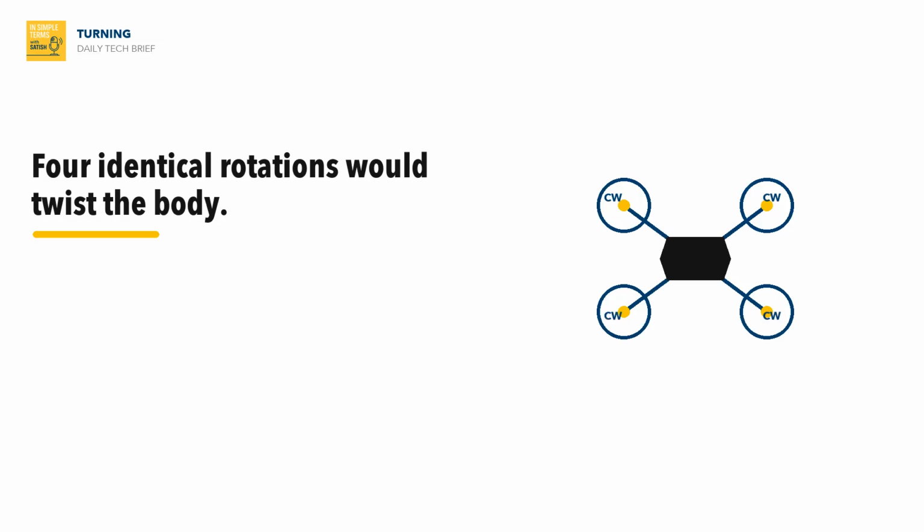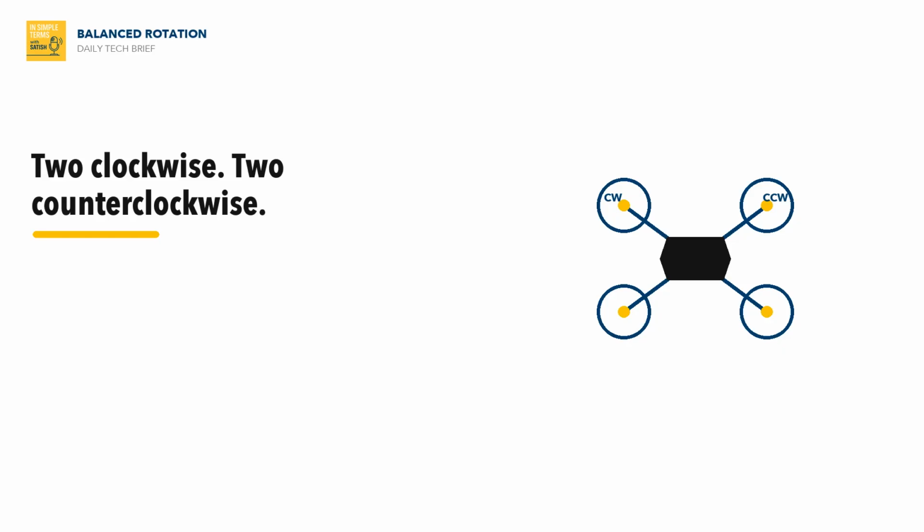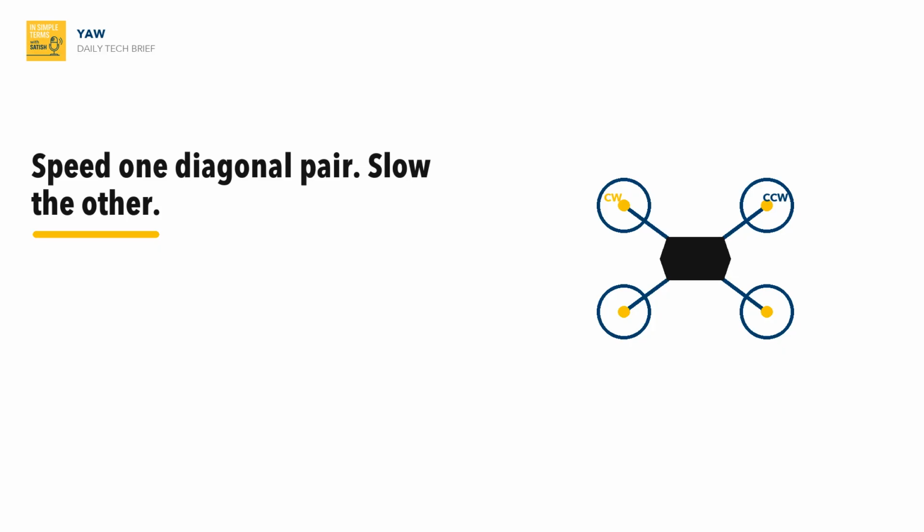Turning is different. If all 4 propellers spun the same way, the drone body would twist in the opposite direction. So most quadcopters use pairs of propellers spinning clockwise and pairs spinning counterclockwise. Those opposite rotations cancel unwanted spin during normal flight. To yaw or rotate left and right, the flight controller slightly speeds up one diagonal pair and slows down the other. That creates a controlled twisting force without changing total lift too much.